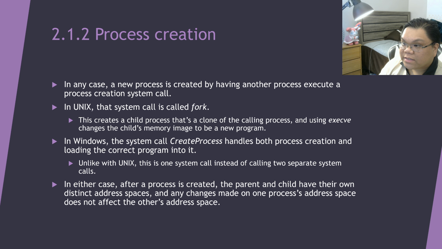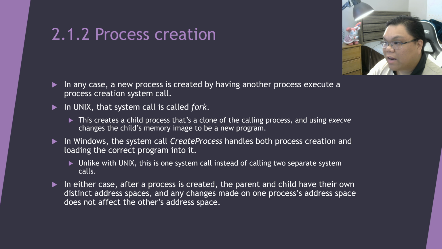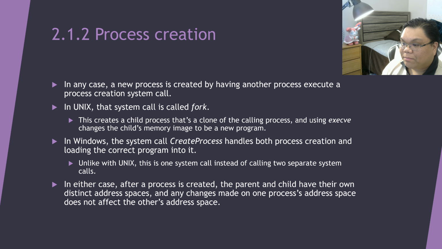In any case, a new process is created by having another process execute a process creation system call. That system call in Unix is called fork. However, we need to call execve if we want that new process to have a different program from the original calling process. Because remember, fork creates a clone of the calling process, and if we want that process to do something different from the calling process, we need execve.